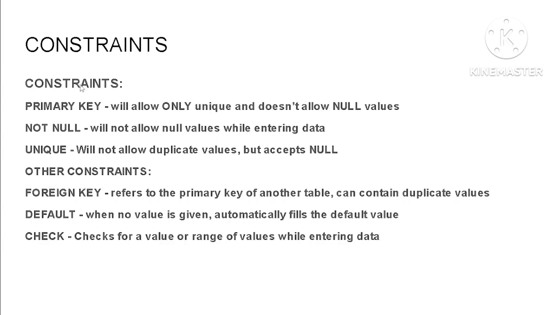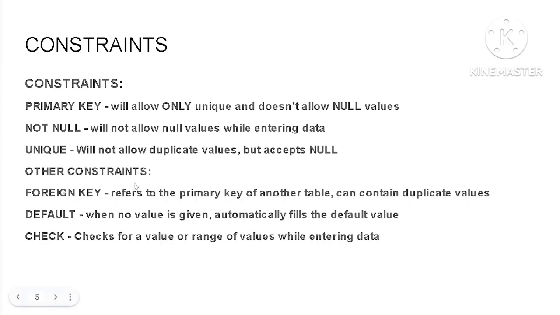Then not null is a field which may not be a primary key but you will not allow null values. What do you mean by that? For example, you have a student name as a column. You will never allow a null value in student name column. All the students should have a name which should be entered in the database. So you will not allow it to be null. In that case, use not null constraint.